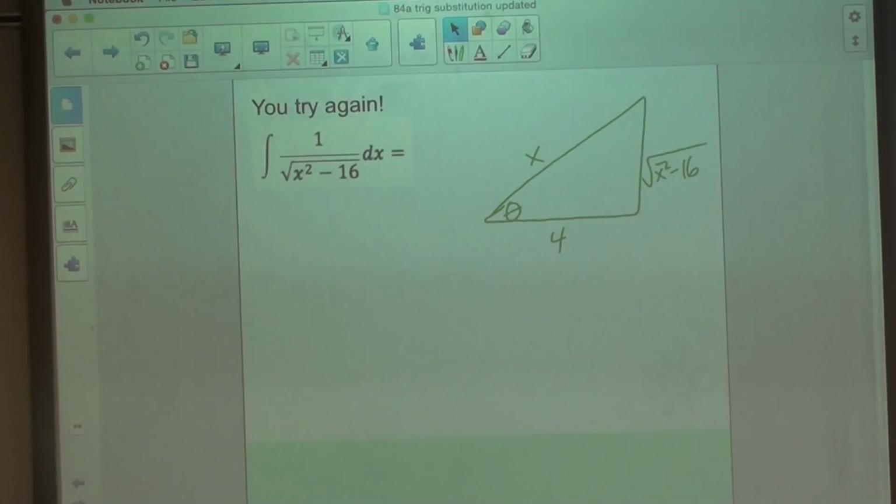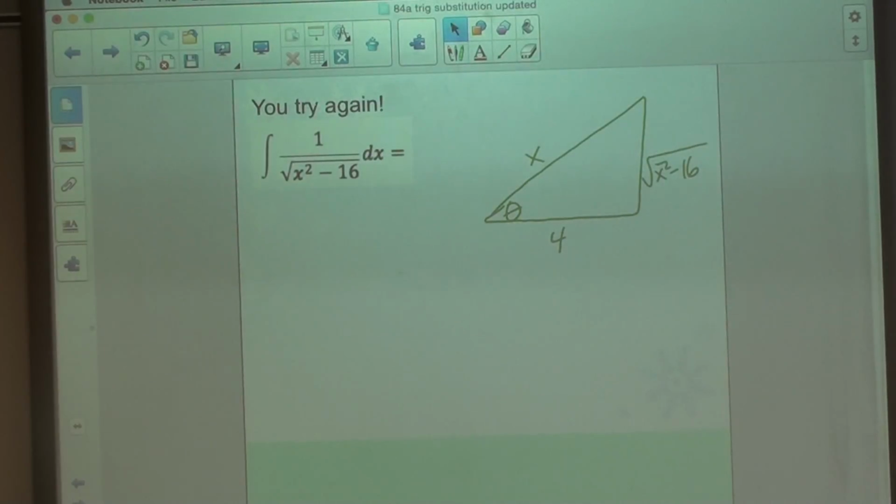Cosine theta is equal to 4 over x. Good. And you end up with theta. Did you get 4 secant theta for x? Yeah, that's right. Beautiful. And then you just have to find the secant of theta. So then dx is 4 secant theta tan theta d theta.